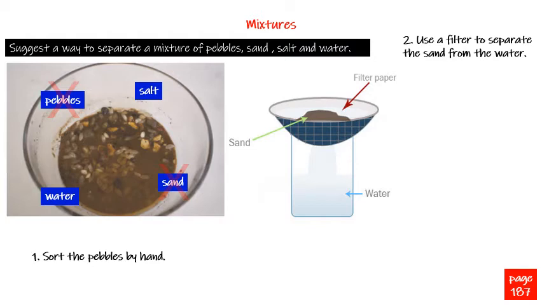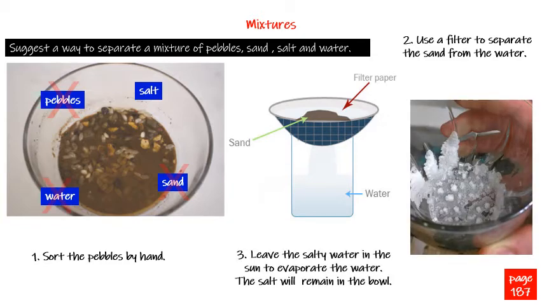The salt is now dissolved in water. We cannot see the salt in the water. What is one way to separate salt from water? Evaporation. Excellent. So we can leave the salty water in the sun for many days, or we can heat the mixture. This will let the water evaporate, leaving the salt behind. So now we have separated the components of this mixture.